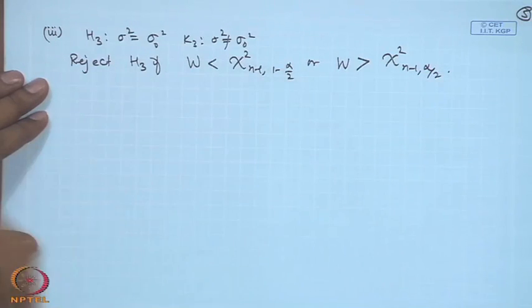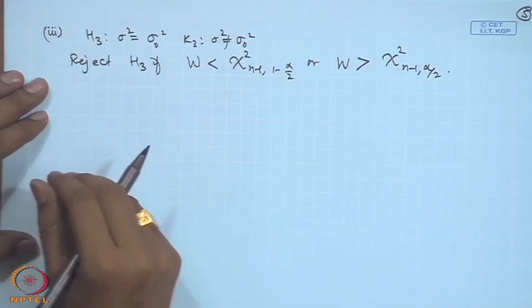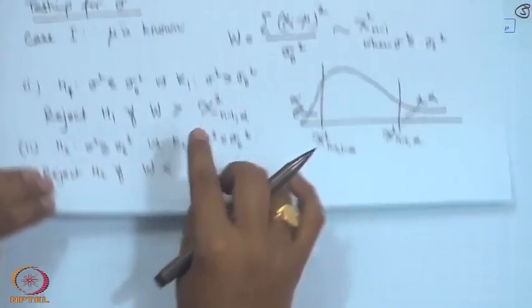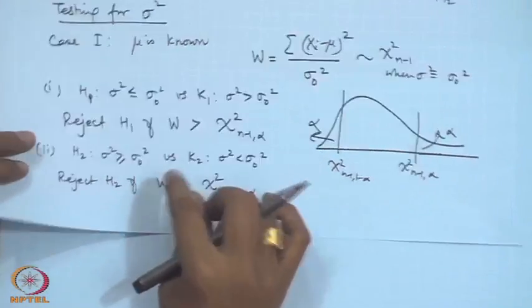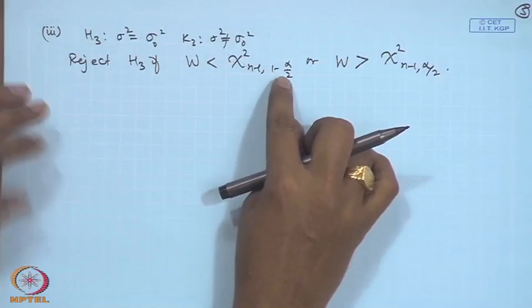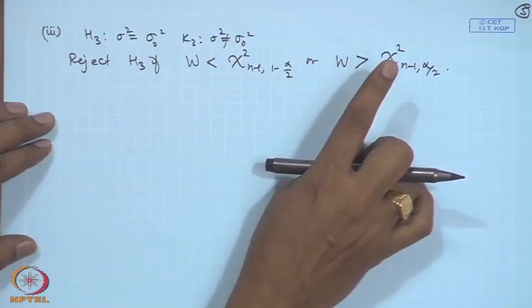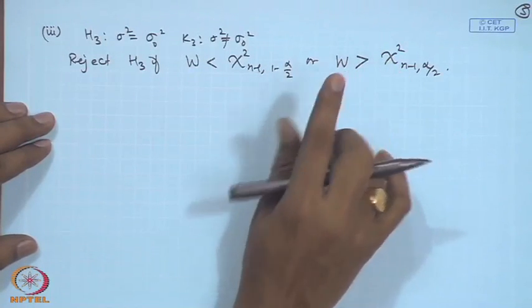So, this will be the most powerful test, uniformly most powerful test of size alpha here in the case 1 and 2, and in the case 3 it will be the uniformly most powerful unbiased test of size alpha here.